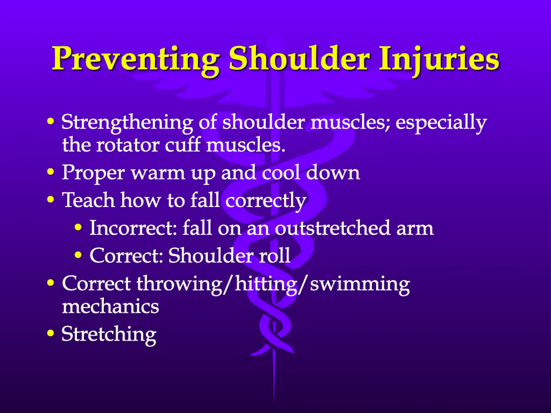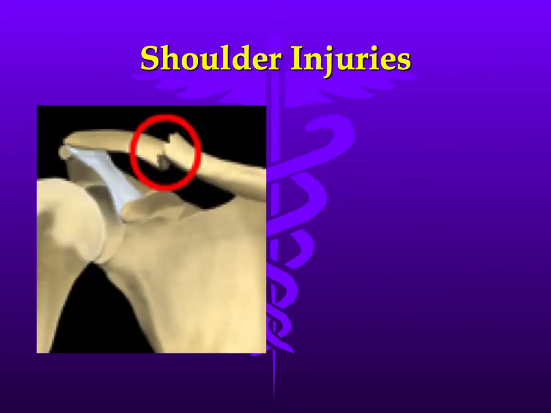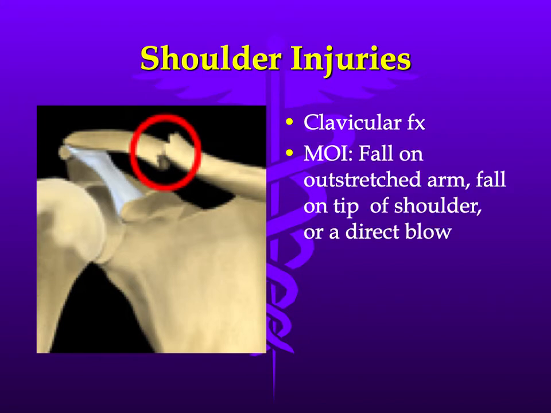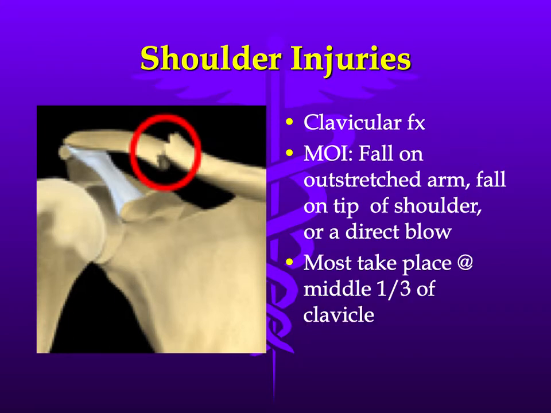All right, so now we're going to turn our attention to shoulder injuries. Again, I'm not covering every injury in the shoulder. These are just highlight injuries. So our first injury is a clavicular fracture. That's what FX stands for, fracture. And our common way that this happens is a fall on an outstretched arm, a fall on the tip of your shoulder, or a direct blow to the AC joint. Most of the time, this takes place at the middle 1/3 of the clavicle, as shown in the picture.